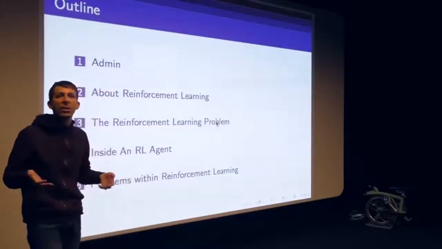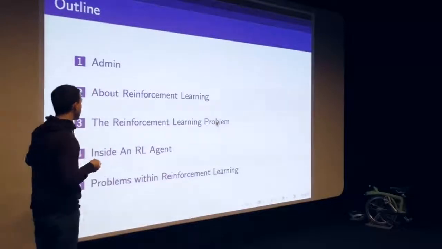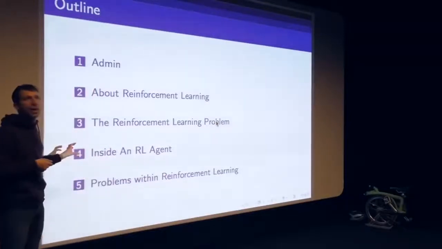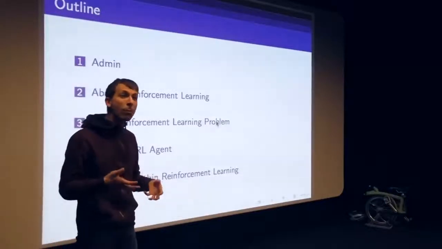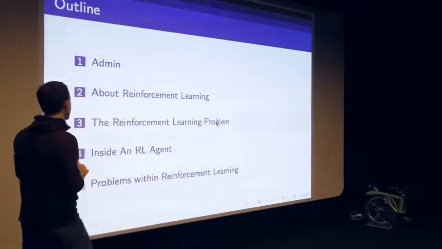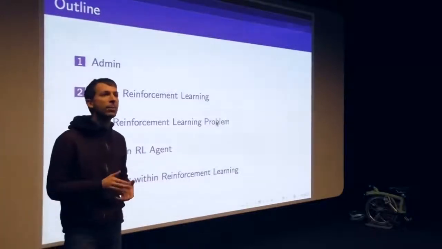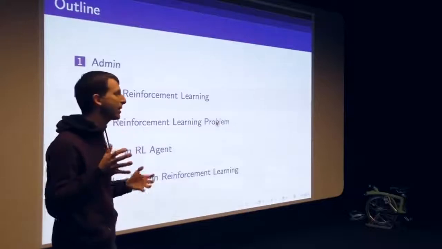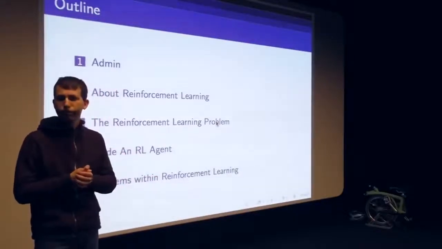Where does this fit within machine learning, within science? What are we really talking about? Before we start talking about solution methods, where we'll start to talk about what it means to actually build an agent which can solve the reinforcement learning problem. So that will be this section, inside an RL agent. And then finally we'll talk about some of the key problems within reinforcement learning and start to get some insight into the key components of what it actually means to try and solve this problem.